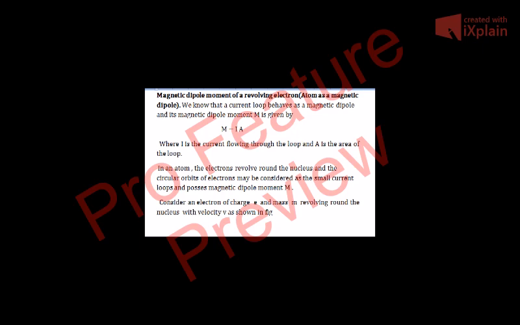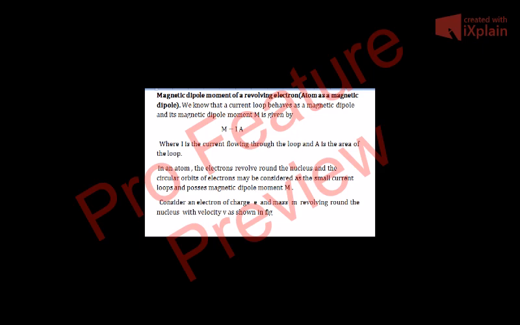So let us first take the first part of this topic. That is the magnetic dipole moment of a revolving electron, atom as a magnetic dipole. We know that a current loop behaves as a magnetic dipole and its magnetic dipole moment M is given by M is equal to IA. This we have already discussed in our early classes, and in our last class we also discussed it, magnetic dipole moment of a current loop. So we know that the magnetic dipole moment of a current loop is given by M is equal to IA, where I is the current flowing through the loop and A is the area of the loop.